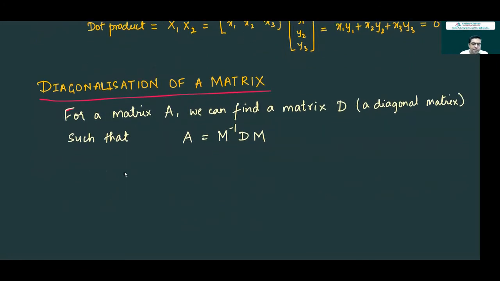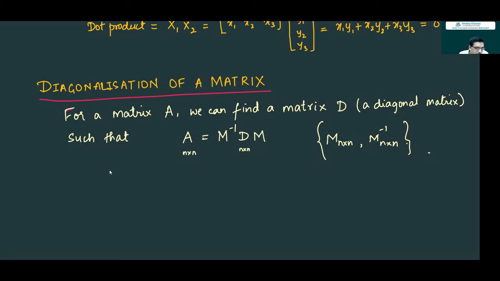Now, what is M? This is of order n. It's a square matrix of order n. This is of order n by n. Diagonal matrix is also of order n by n. And M is also n by n. M inverse is also n by n. Okay. So we have converted A to a diagonal matrix pre-multiplied by M inverse and post-multiplied by M.